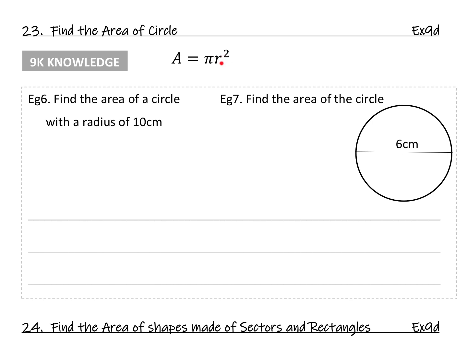You should note in the formula you're just squaring the radius, you're not squaring pi, so maybe square the radius first and then multiply by pi when doing it in the calculator. Pause the video and give examples 6 and 7 a go.